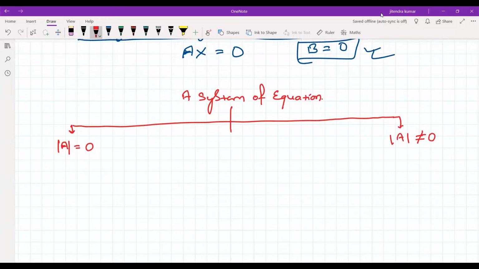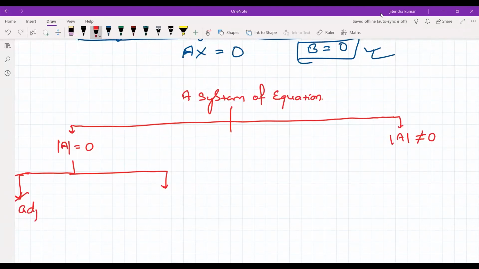A refers to the matrix of coefficients. So we have two possibilities: either the determinant of A will be equal to 0, or it will not be equal to 0. If it is equal to 0, then again we have two possibilities. We will go to the adjoint of A.